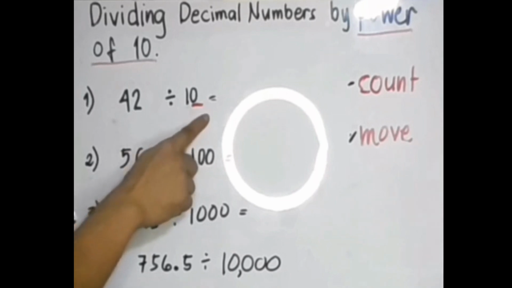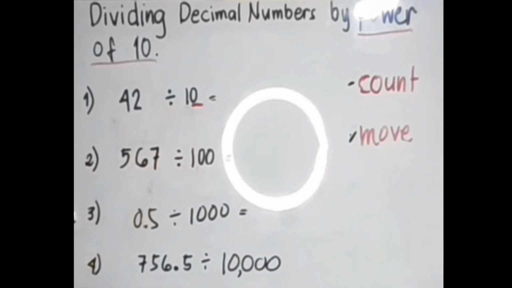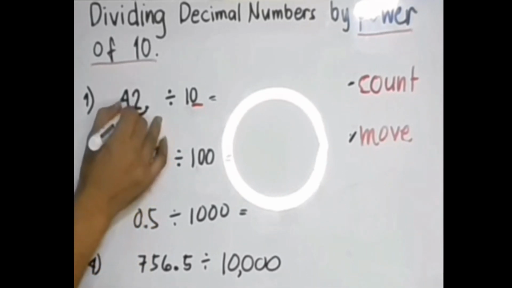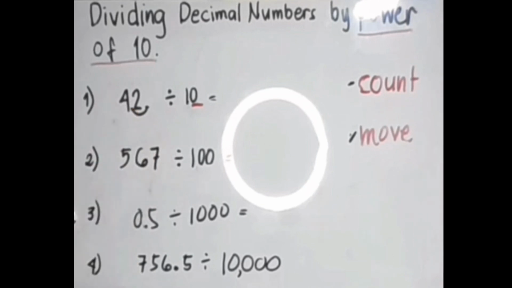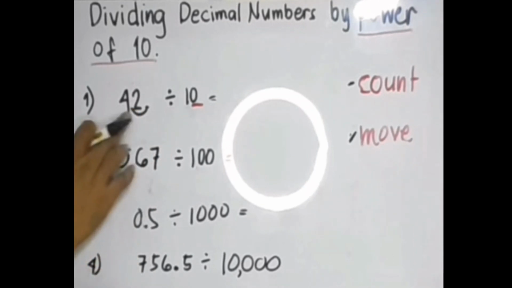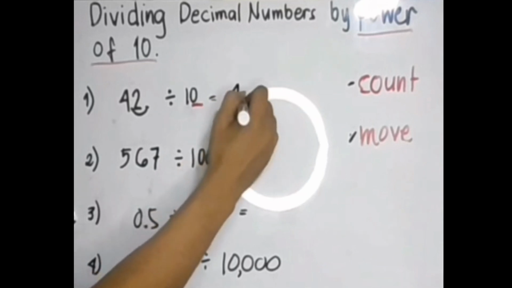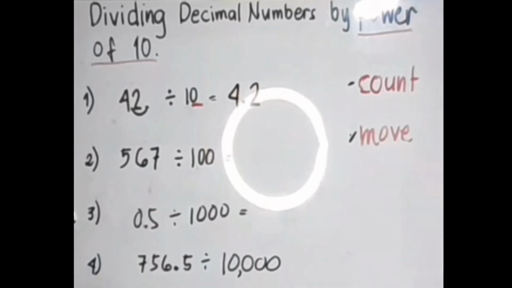Since isa lang ang 0 sa ating divisor, isang beses lang tayo mag-move. But this is a whole number, di ba? Nasaan ngayon ang decimal point niyan? Ang decimal point ng 42 ay nasa unahan ng 2. So, yan siya. So, i-move natin ng isang beses. So, ibig sabihin, yung decimal point ay malilipat between 4 and 2. Sa gitna ng 4 and 2. So, we have now 4.2 or 4 and 2 tenths. Malinaw ba mga bata?